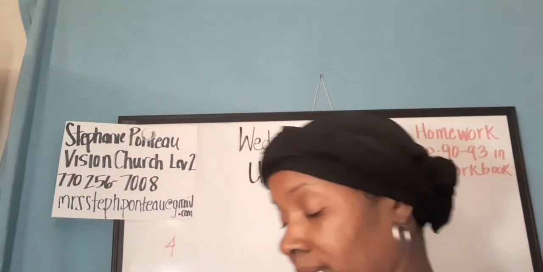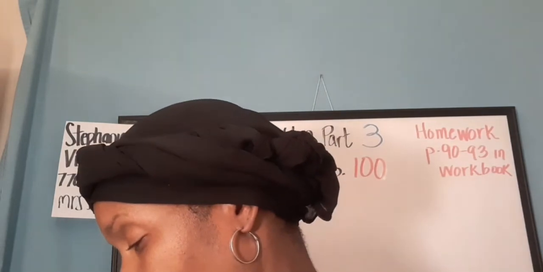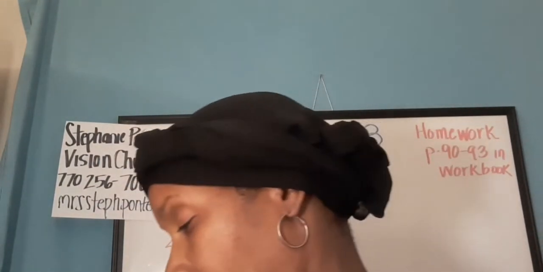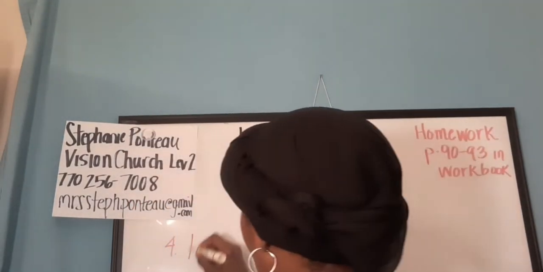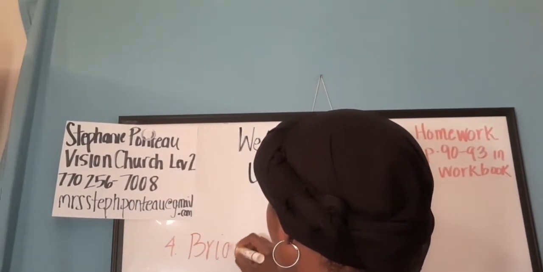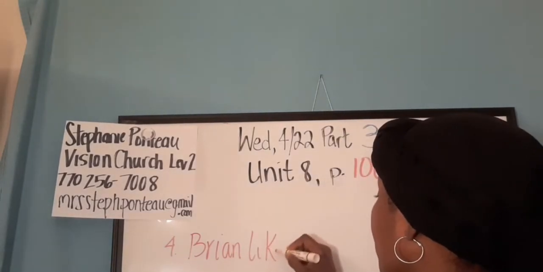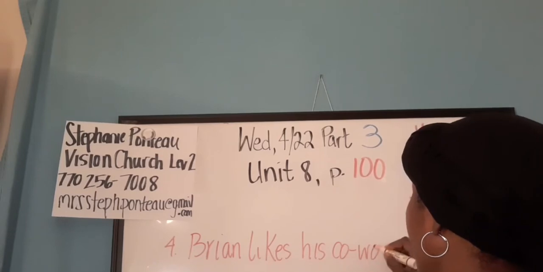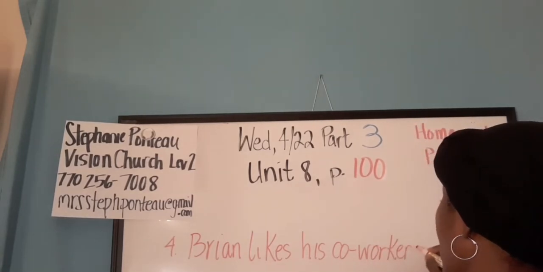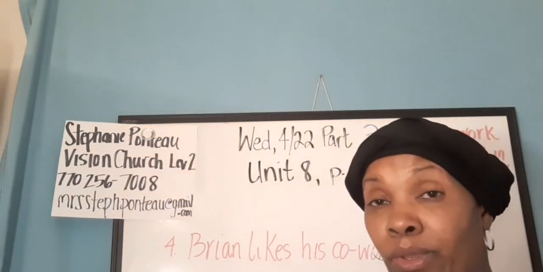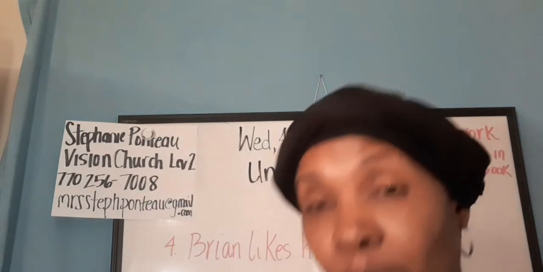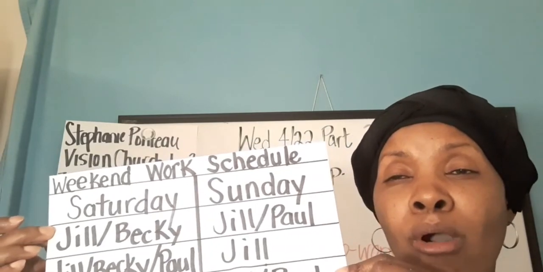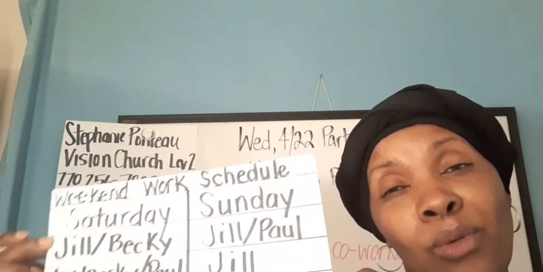And that's good that he likes his coworkers, because work is no fun if you don't like the people that you work with. So Brian likes his coworkers. And remember, we talked about coworkers in the earlier lesson? Those are the people that you work with, right? Just like the people here in this chart, they're all coworkers. Jill, Paul, and Becky are coworkers because they work together.